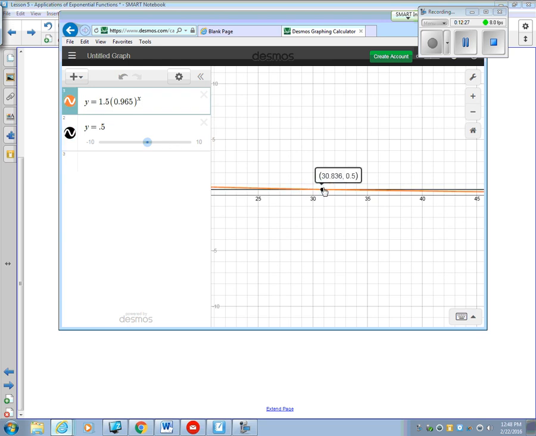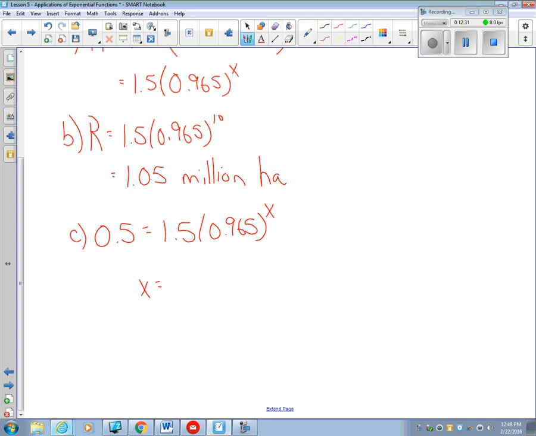Gray point, 30.836. X equals 30.836. So it's going to take 30 years for this rainforest to decline from 1.5 million hectares to 0.5 million hectares. Okay, hey, we got one more and then we're done.